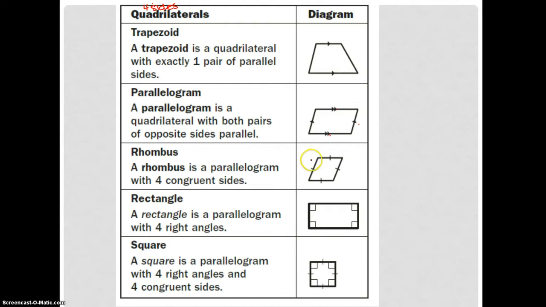A rhombus is a parallelogram, so they have pairs of parallel sides, but they also have 4 congruent sides, meaning they're all the same measurement. That's what congruent means, the same measurement. So it's kind of like a square on its side, where a parallelogram is more like a rectangle tilted. A rectangle is a parallelogram, but it has 4 right angles, where a square is a parallelogram that has 4 right angles and 4 congruent sides. You will need to know the difference between these quadrilaterals.